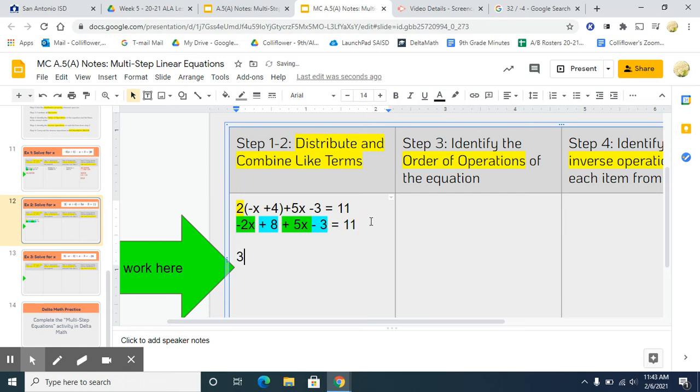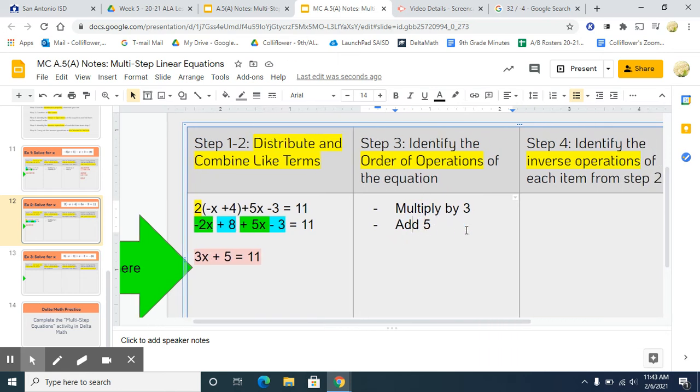Negative 2x's plus 5x's would be 3x's. Positive 8 plus minus 3 would give me positive 5. So now I know that 3x plus 5 is equal to 11. Now this simplified equation is what I'm going to use in step 3. So I'm looking and I see that the first operation is multiply by 3 because x has a coefficient of 3. And in order of operations, multiplication comes first before addition. So the next operation I see is add 5.